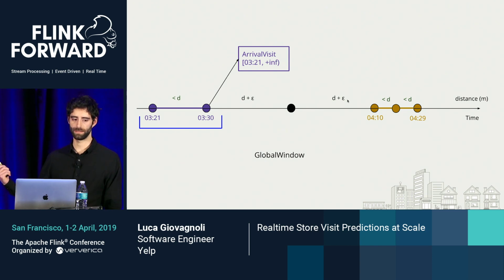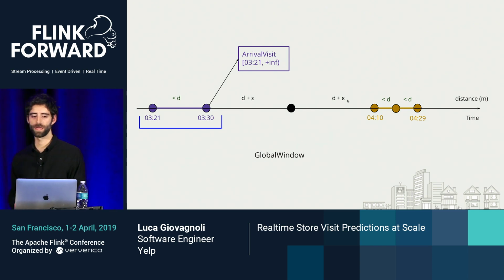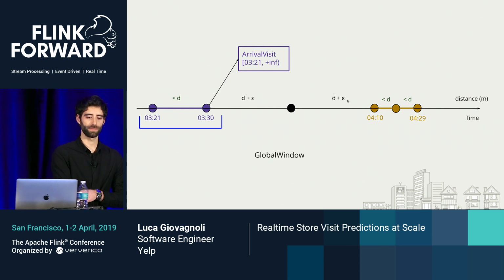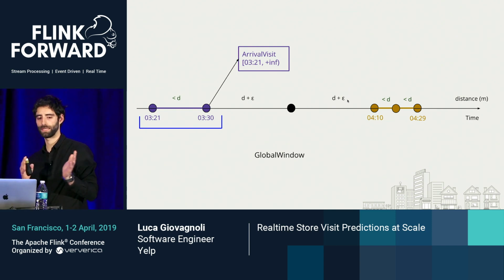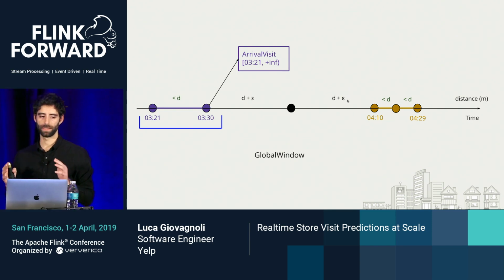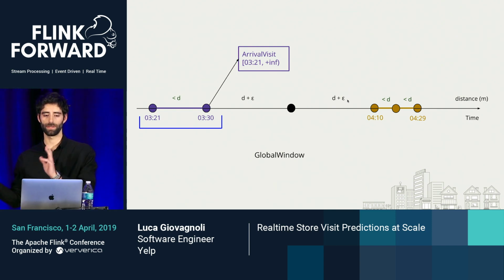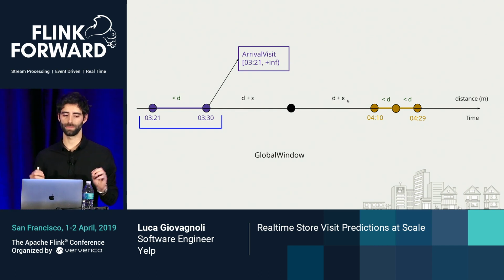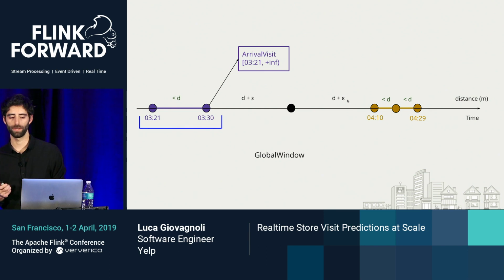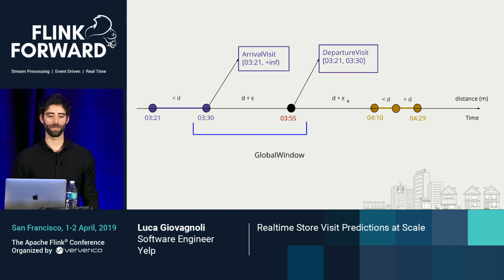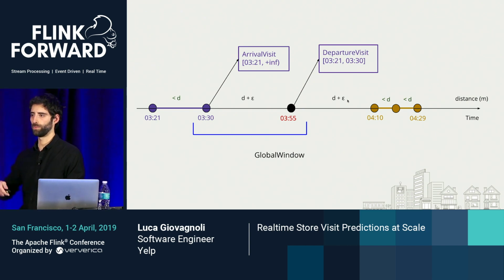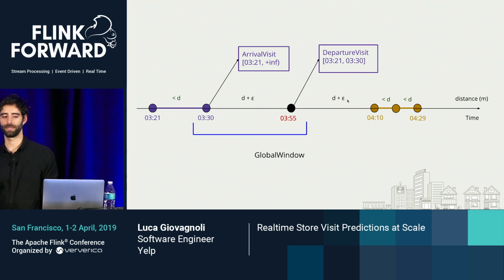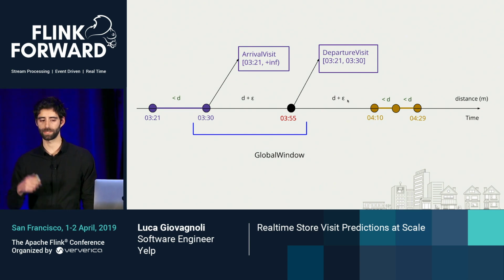So as you can see, these are the two pings you saw before. We use a global window for each user. If you think about it, our windows are not time-based. They're not sliding based on time, but we want to always analyze pairs of consecutive pings. So we decided to go with a global window. We assign the pings to this global window, and whenever we get a new ping, we evict the old one and put the new one in. We run the clustering. We can detect: is it an arrival, is it a visit, a departure visit?